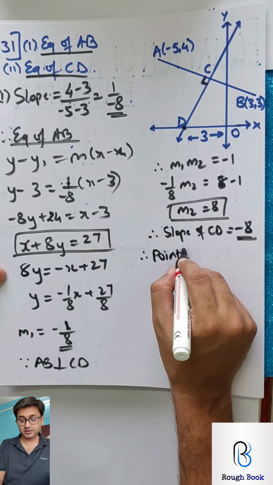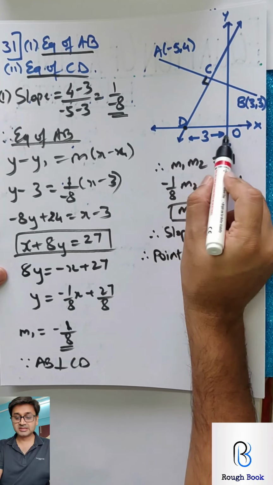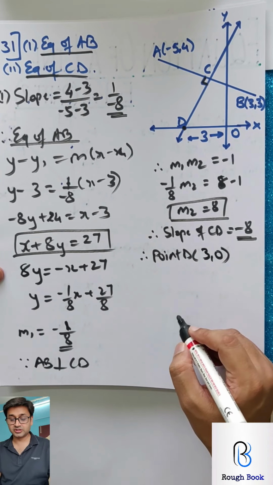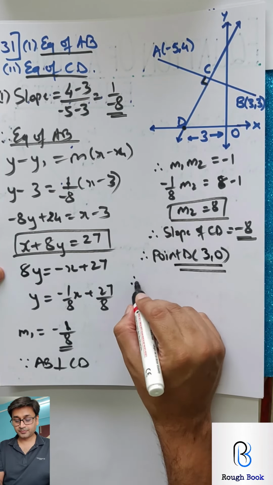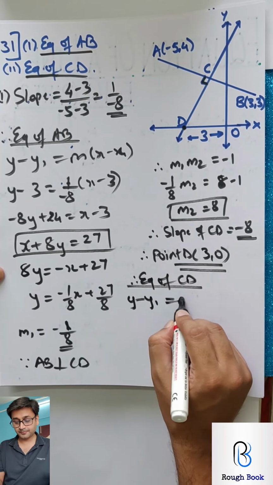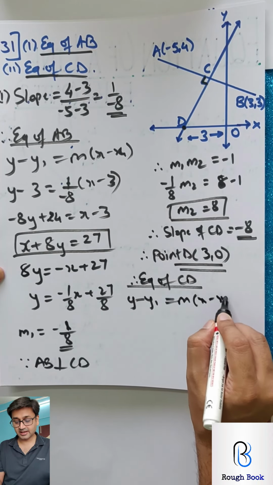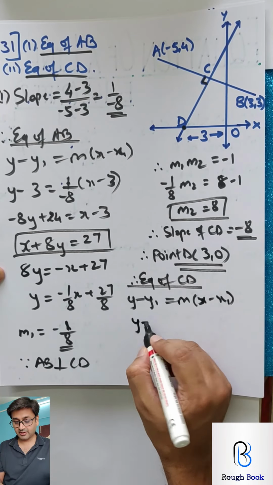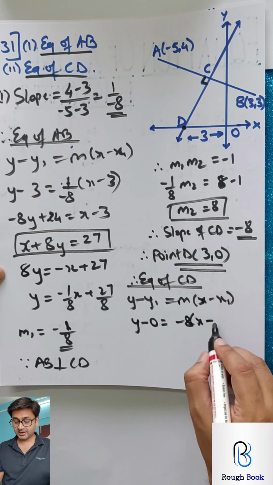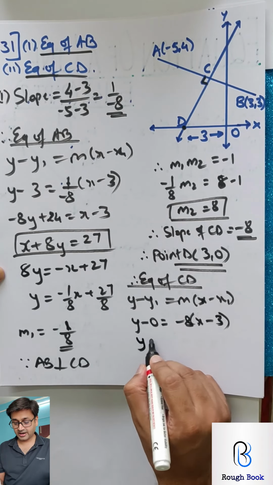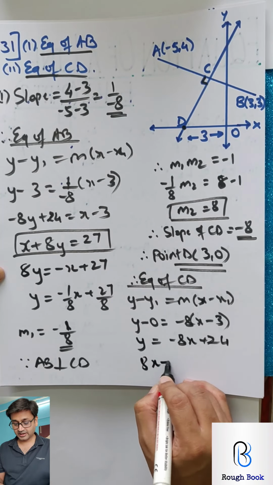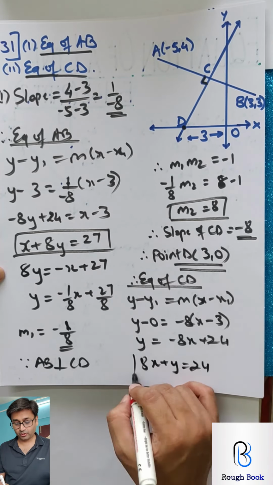Point D. Can you tell me what the coordinates will be? Since this distance is 3, this has to be 3 and lying on the y-axis, so 0. So we got the point also. Now the equation of CD: y minus y1 equals m times x minus x1. So y minus 0, slope is minus 8, x minus 3. So y is equal to minus 8x plus 24. So 8x plus y equals 24.